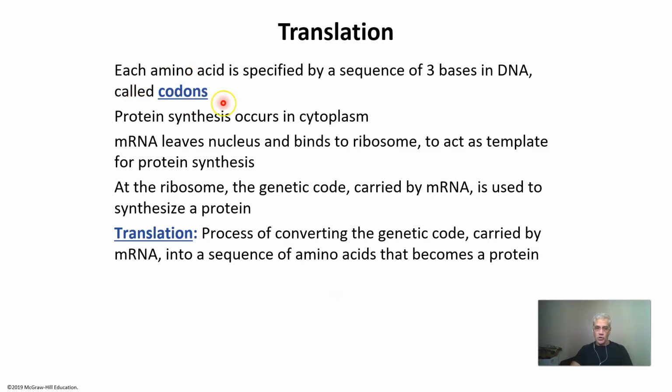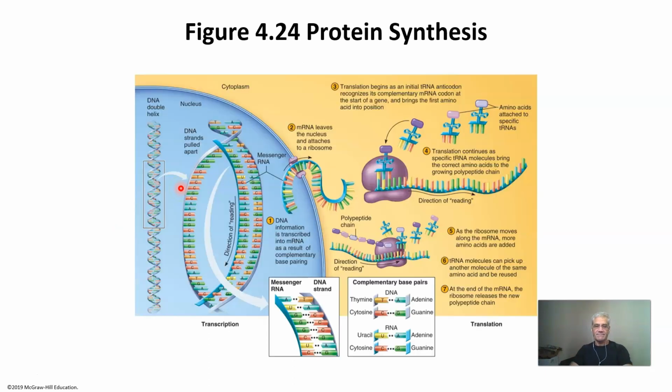The 3-base code, 3 bases in a row that code for a particular amino acid, is called a codon. So here's a picture. Now, it can be confusing. First, understand. This is my DNA, my double helix DNA. So I have a double-stranded DNA. I am inside the nucleus.